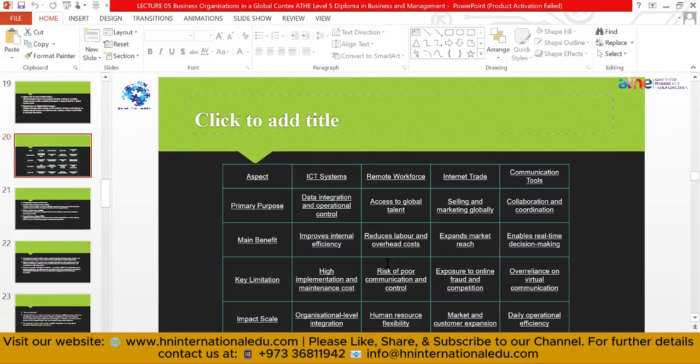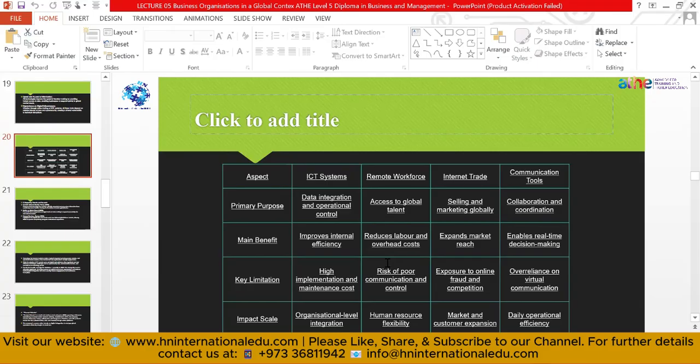The scale of the impact is, for the ICT, organizational level integration. That is, it is only based on the organization, the company. For the remote workforce, it is human resource flexibility. That is how strong, efficient, and effective the HR department is. Internet trade: market and consumer expansion. In which market you want to intervene and how you're going to grasp the attention of the consumers.